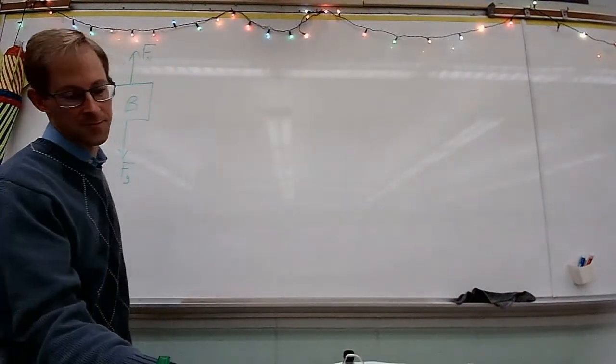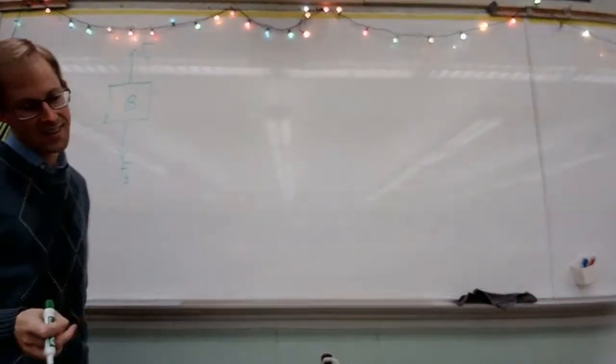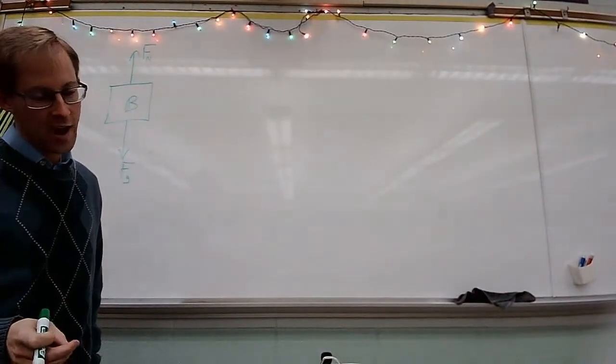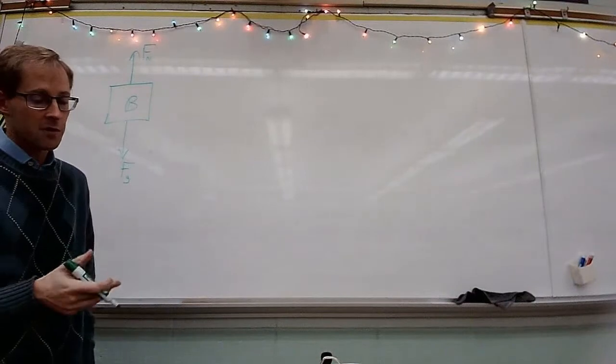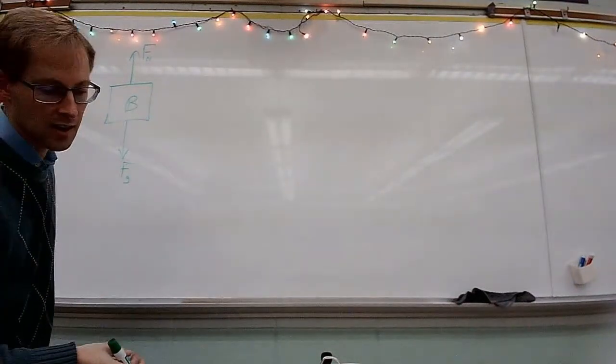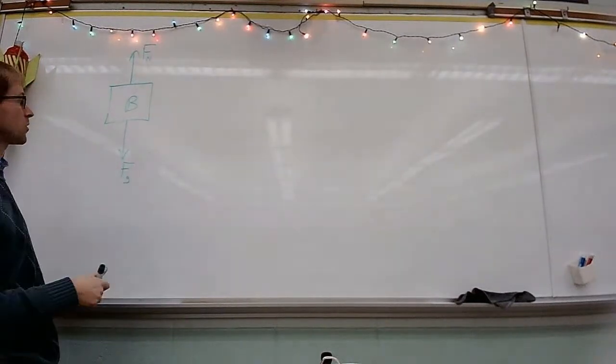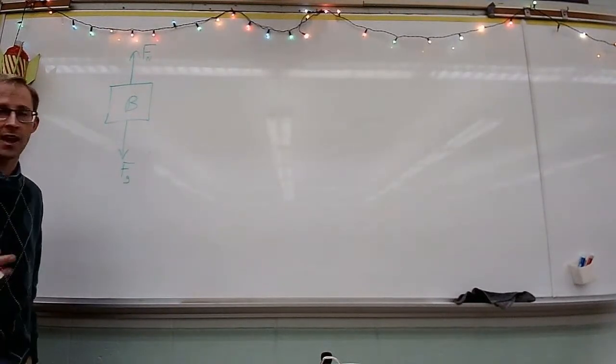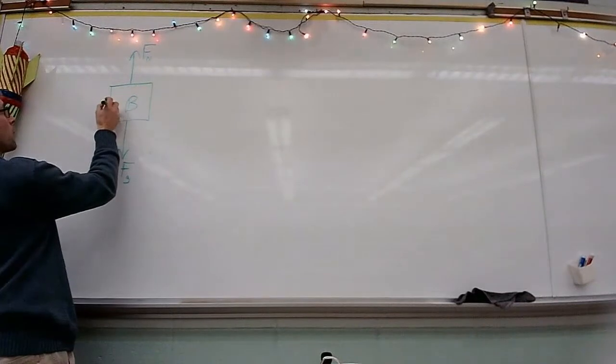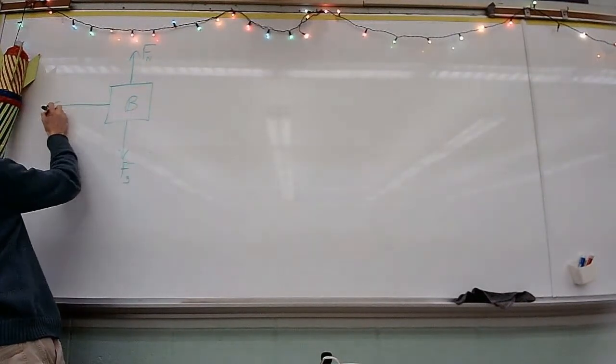Horizontally speaking, a couple things are happening with block B here. First off, it's being pulled to the left by an actual string, and this string that's being pulled to the left is not attached to block A or anything. It's just straight up pulling block B. So we're going to call that a tension force.